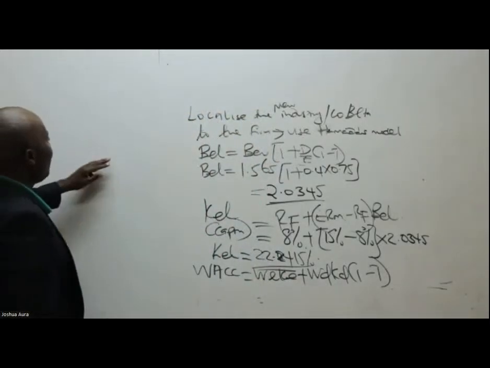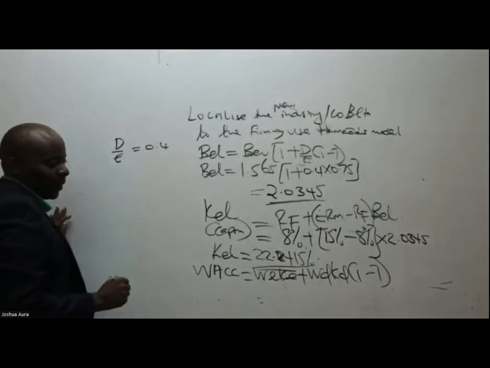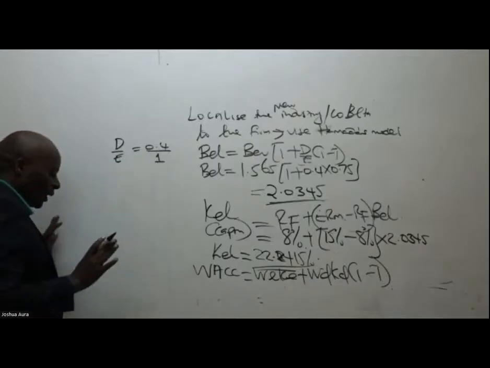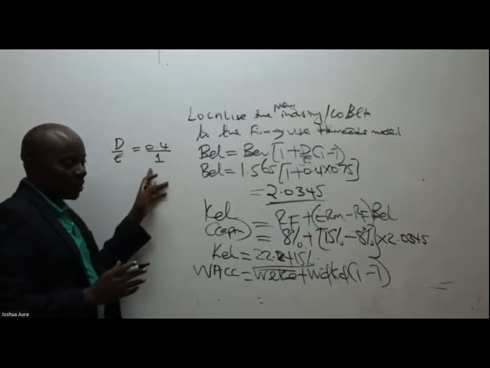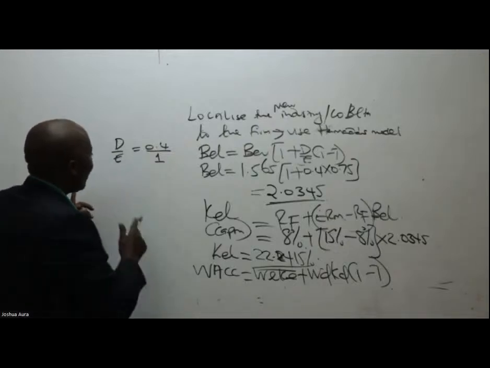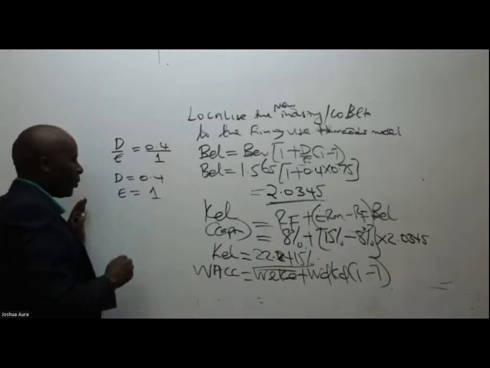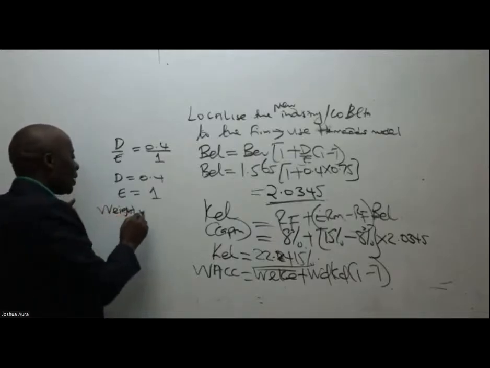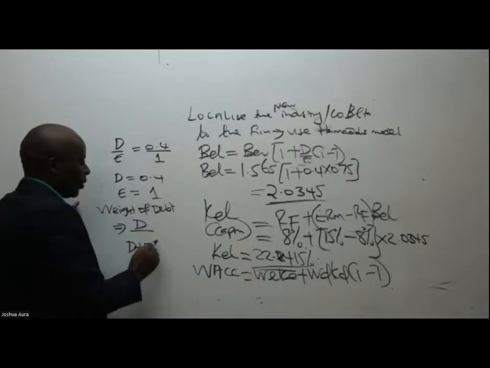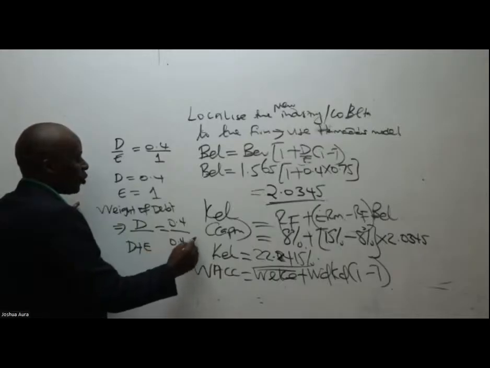When you are told that the debt to equity ratio is 0.4, you're supposed to know that this number has an implied quotient. All numbers have an implied quotient, which is 1. 0.4 divided by 1 is 0.4. So debt, in short, is 0.4 and equity, in short, is 1. When you want to get the weight of debt, it will be debt over debt plus equity. Debt is 0.4 over 0.4 plus 1.